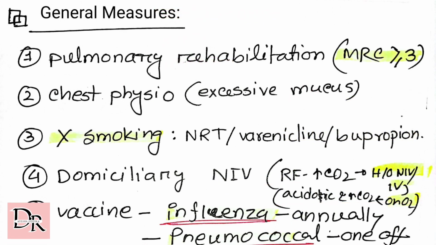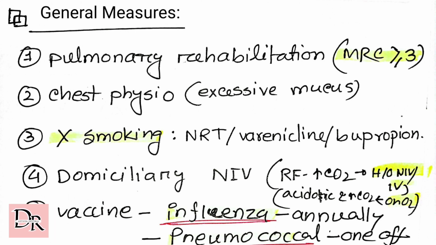There are some general measures we can take. That is pulmonary rehabilitation, which we offer when patients are functionally disabled by the COPD, that means a Medical Research Council grade 3 or more. Also, we'll provide chest physiotherapy if there is excessive mucus production, and we'll advise not to smoke. Smoking cessation can be achieved by offering nicotine replacement therapy, varenicline, bupropion.